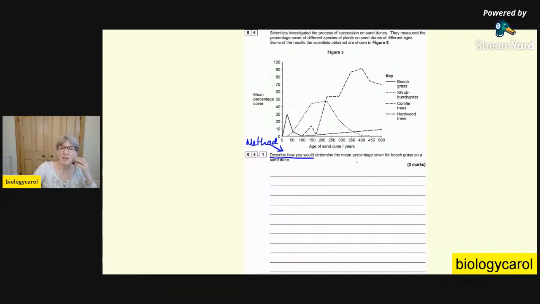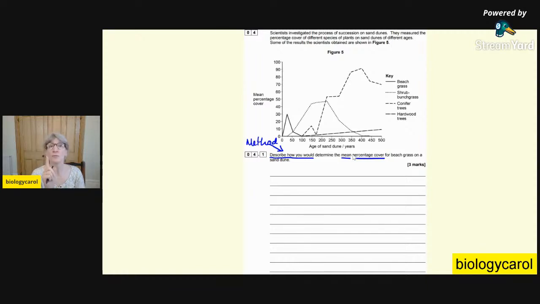So how you would determine the mean percentage cover for beach grass on a sand dune. And here's the important other bit of reading the question: mean. I don't care if you've got no idea how to do this method. If you've spotted you're being asked to describe how you would find a mean of anything, you can write 2 things.